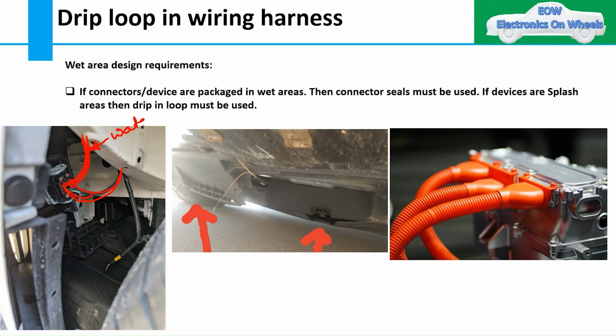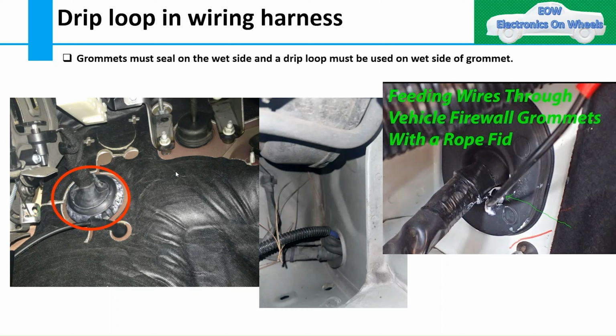If water comes from here, then it will always go into the connector. Even if it is shielded, it can affect it over the years, right? Even if your connector is shielded, it might be affected over the years. So this is one particular example where you have to take care how to give the drip loop for the wiring harness.